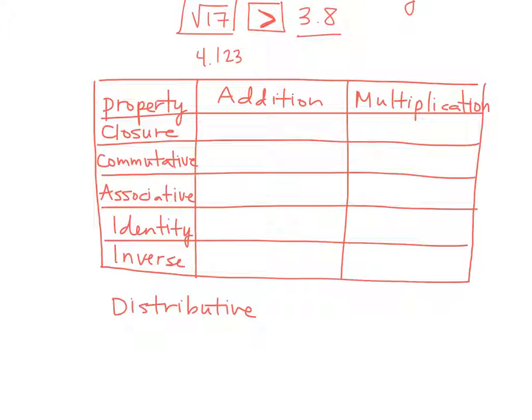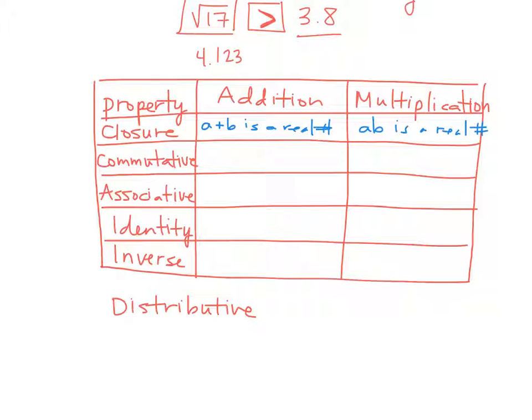The closure property just says A plus B is a real number. So basically, a real number plus a real number gets you a real number. Multiplication, A times B, is a real number. So if the addition or the multiplication can always be done and get you a real number back, that's the closure property. We don't do a lot with that. What you'll see more of is the commutative property, the associative, the identity, and the inverse.